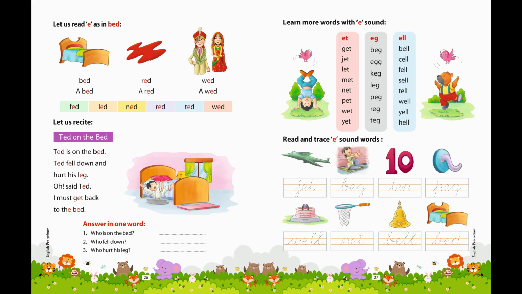Let's learn more. E sound words like ET words: get, jet, let, met, net, pet, wet, yet. EG words: bag, egg, keg, leg, peg, reg, teg. ELL words: bell, sell, fell, tell, well, yell, hell. Trace the E sound words at the bottom and say them aloud.